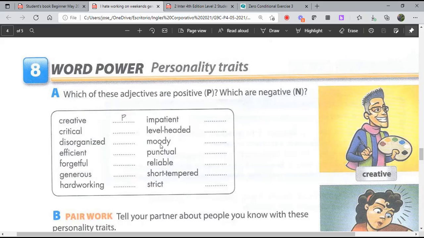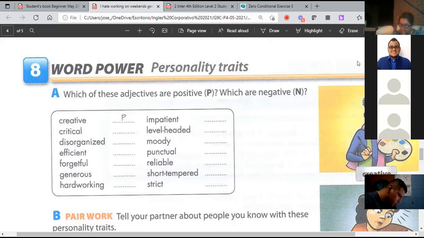Moody means temperamental. Sometimes you're happy, sometimes you're angry, sometimes you're anxious, impatient. You never know. Okay. Moody. Temperamental, all right?